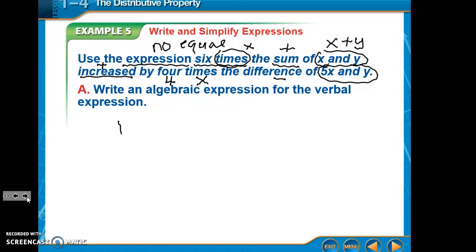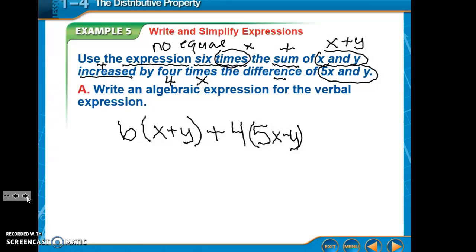So we have 6 times. So 6 times what? So we're taking 6 times the sum of whatever x and y adds up to. And then increase, we're adding to that 4 times the difference. So how am I going to write 4 times? We could go 4 parentheses, or we could go 5x plus y to the 4th power. Well, just 4 times, you don't get a 4th power. 4 times. Yeah. So 4 to the 4th power is it multiplied by itself 4 times, and this is like adding it 4 times. All right, so here is our expression.